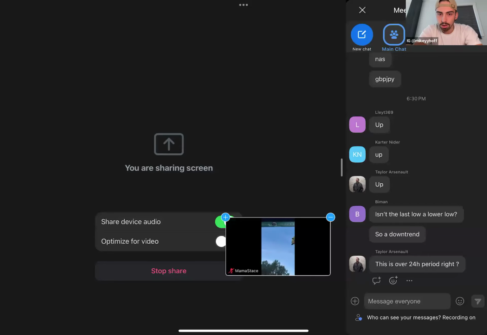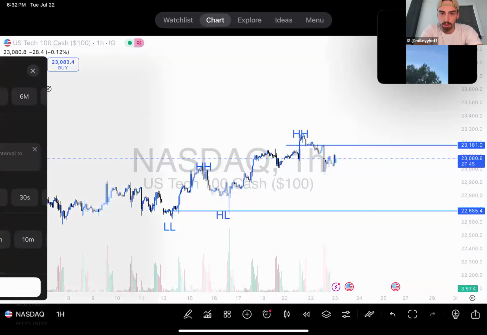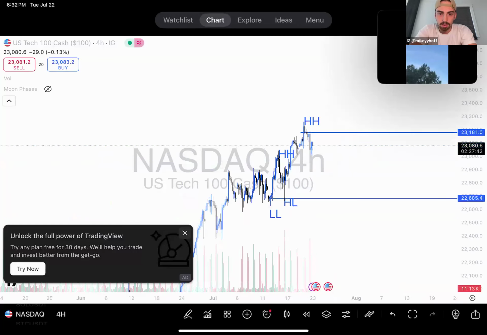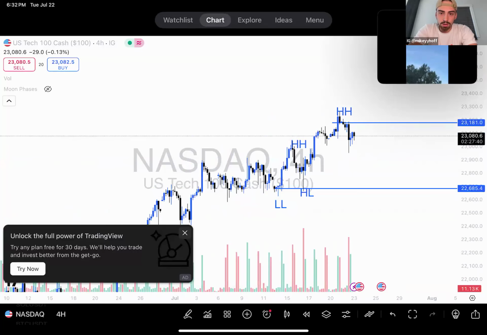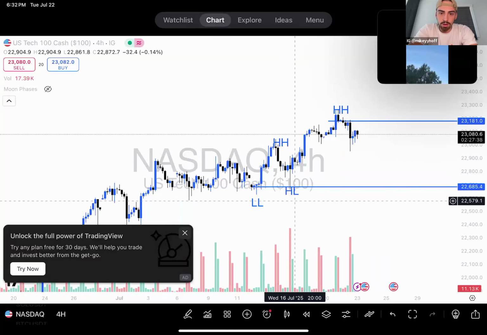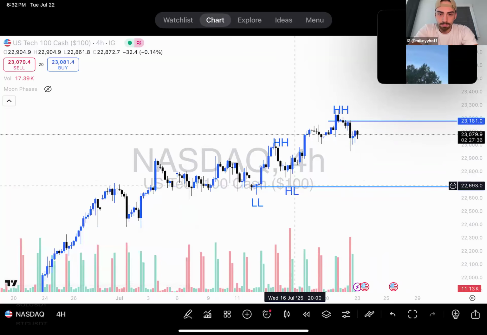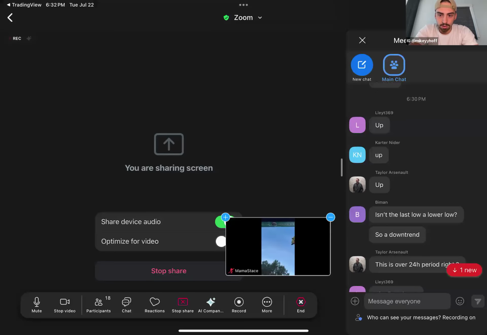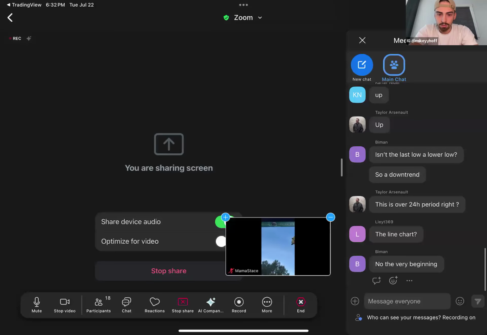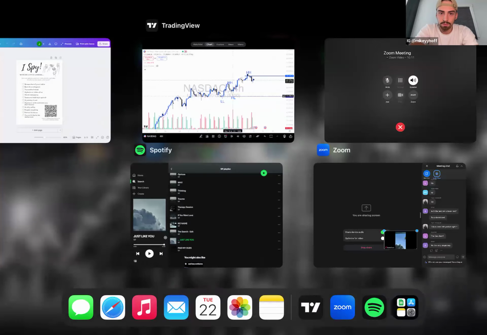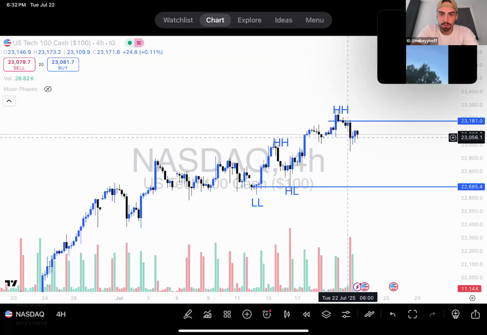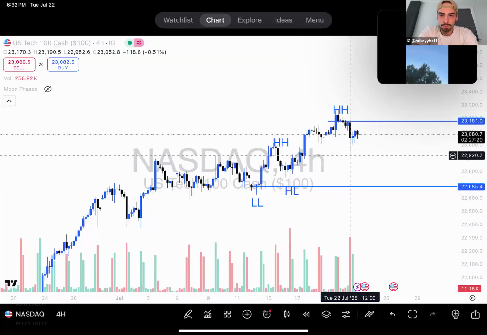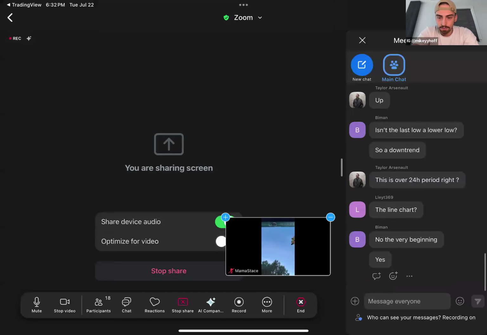Isn't the last low a lower low? Do you mean, let's go back to the 4 hour time frame. Do you mean this low as the lower low? The one that we have as a higher low here, or which one are you referring to? The very beginning. This one here, where the market is currently at.